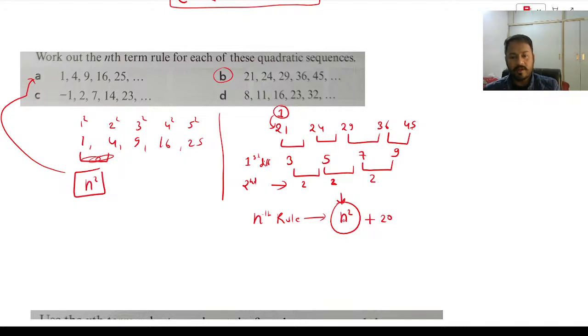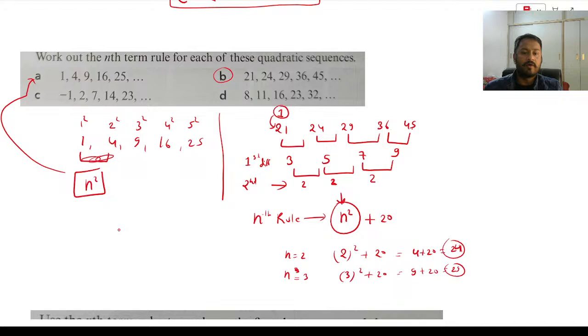So if I put n equal to 1, it will be 1 square, 1, plus 20 is 21. Now put n equal to 2. You can check also. 2 square plus 20, that will give you 4 plus 20, and that will give you 24, right? So you got the answer. By that way you can put 3 also. Put n equal to 3. Now 3 square plus 20. So 3 square is 9. 9 plus 20 is 29.